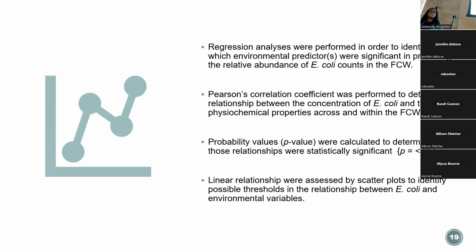And so if statistically significant, then there's evidence against the null hypothesis that things happen by chance, as there's less than a 5% probability that the null hypothesis is correct and that these results were random. And so the linear relationship was then assessed by scatter plots to identify the possible thresholds in the relationship between E. coli and these environmental variables.